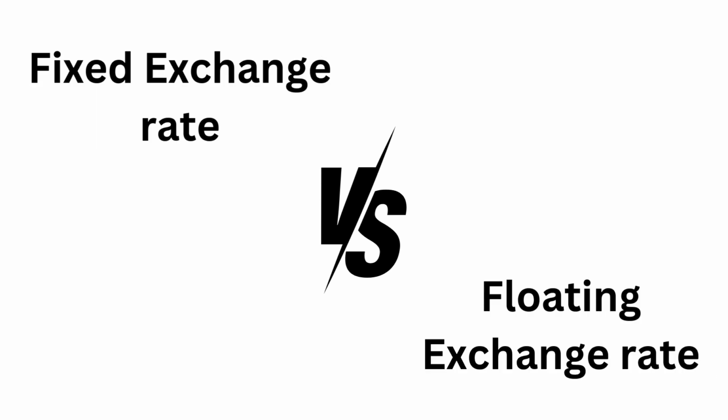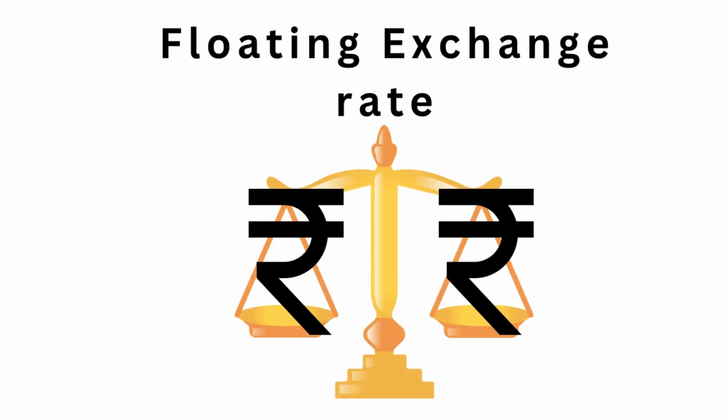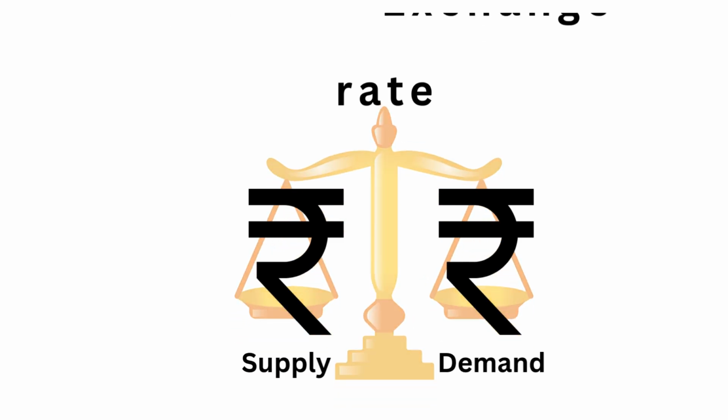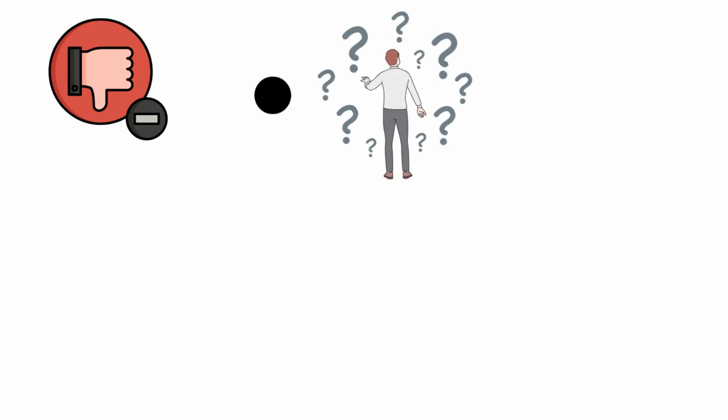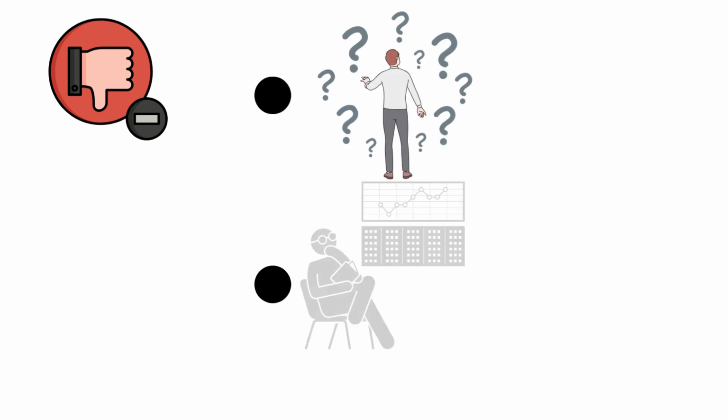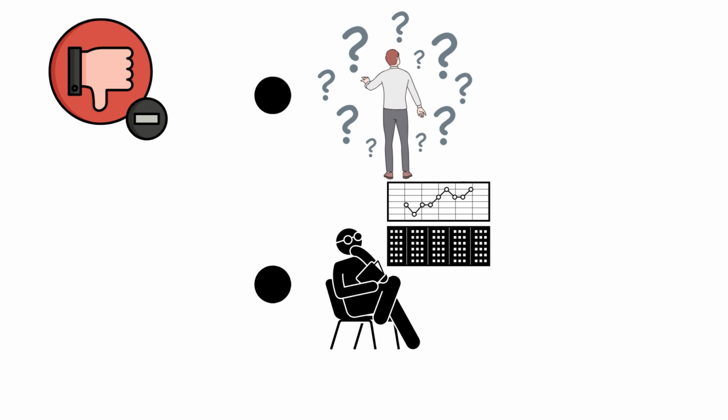Now, comparing with a floating exchange rate. Many countries use a floating exchange rate system. In a floating exchange rate system, the value of the rupee adjusts naturally based on supply and demand. Advantages of a floating rate: the RBI doesn't need to maintain reserves, and Indian exports become competitive during rupee depreciation. But it has disadvantages too: uncertainty for traders and investors, and vulnerability to speculative attacks on the currency.